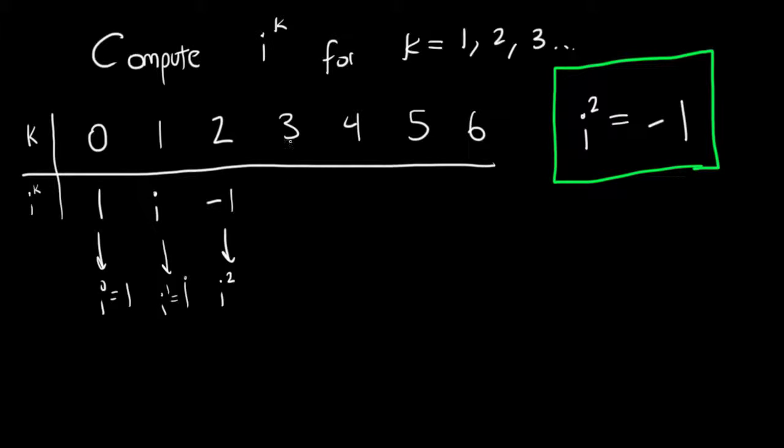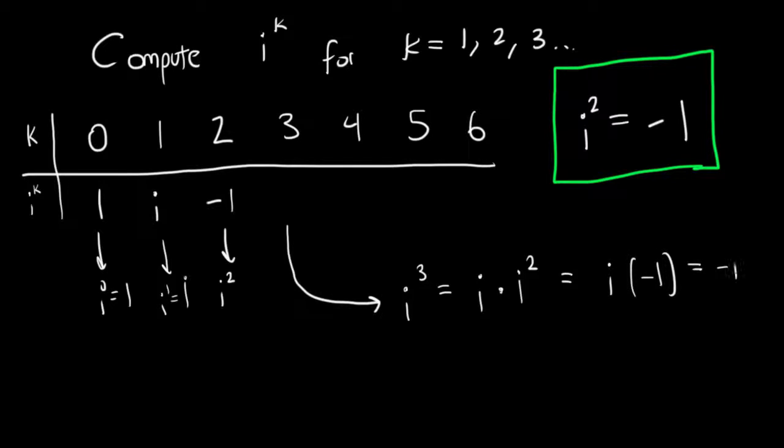Now this next one is going to be a little bit tricky. What are we going to have when it comes to the 3? We're going to have i to the 3, which is the same as i multiplied by i squared, which is the same as i multiplied by -1, which is going to be -i. So we see how this is going to form. And after we get to this point, the pattern is going to repeat.